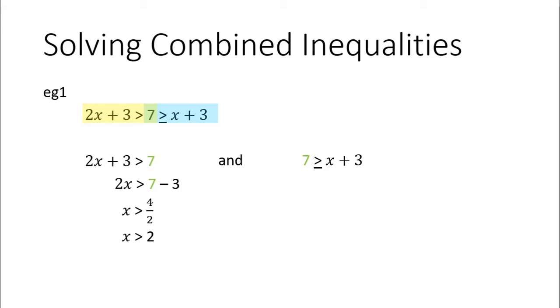Remember, we never just say the answer is 2. 2 is just a boundary value, a critical value. x could have any value greater than 2 so far. Let's see what the other boundary is.